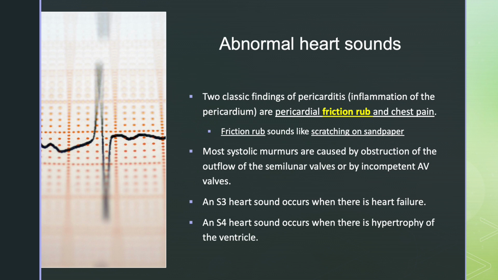Related to the thorax, really, but related to the trunk, a pericardial friction rub is probably one of the bigger deals. There are two classic findings of pericarditis, which is inflammation of the pericardium. Look at where the pericardium is. We will have chest pain, obviously, and we will have a pericardial friction rub. Just know that it sounds like sandpaper and scratching, because it really does.